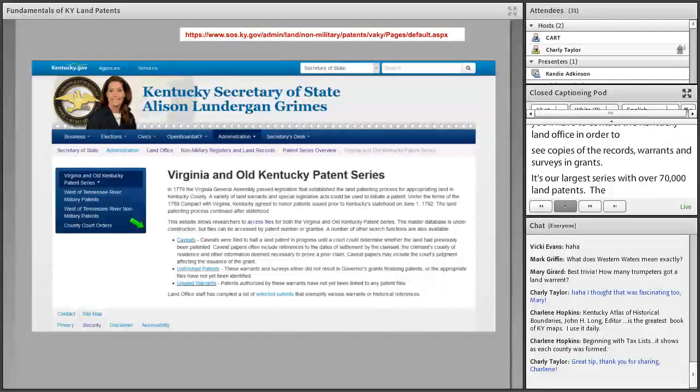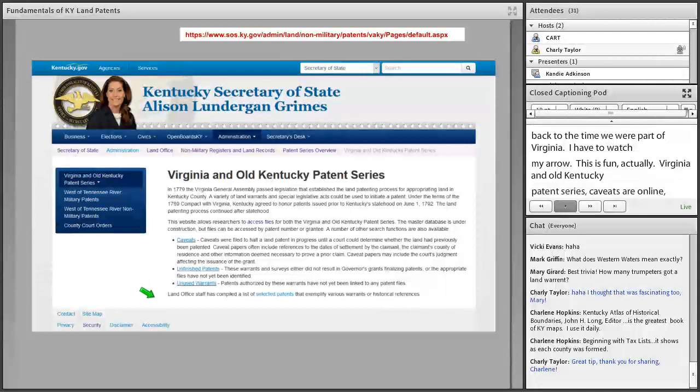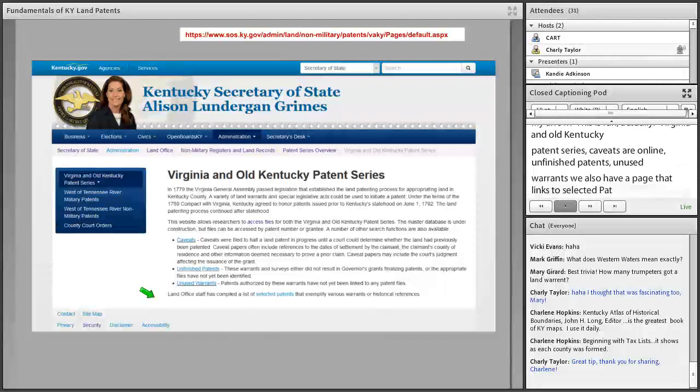Oh, I have to watch my arrow, don't I? Okay, now this is fun, actually. Virginia and Old Kentucky patent series. Caveats are online, unfinished patents, unused warrants, and we also have a page that links to selected patents, which might be helpful. For those of you who have students of Kentucky history visiting your libraries, what can they do to add to their Kentucky folders? What other information is available, even if they're not into genealogy yet, but they're studying Kentucky history? What other information is available?